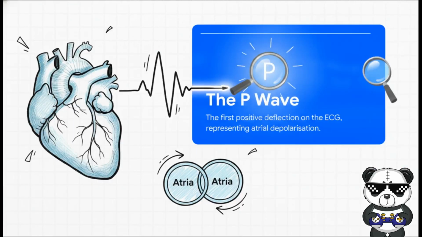You know, the P wave is that very first positive deflection you see on the trace. Clinically speaking, this tiny little bump is your direct window into the health of the atria. It literally represents the exact moment of atrial depolarization. Think of it as the starting gun for the heart's entire electrical cycle.